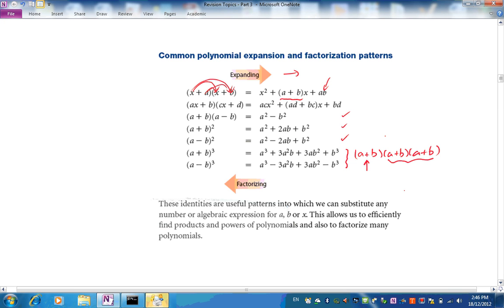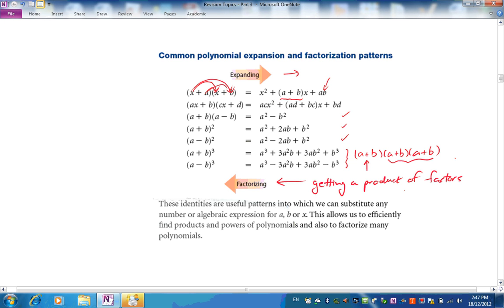So we will be wanting to go backwards as well, from the expanded form back to the factorised form. Remembering the factorised form means getting a product of factors in brackets there, a product of factors. So that can be quite handy in solving equations using the null factor law, if you remember from your quadratic theory.